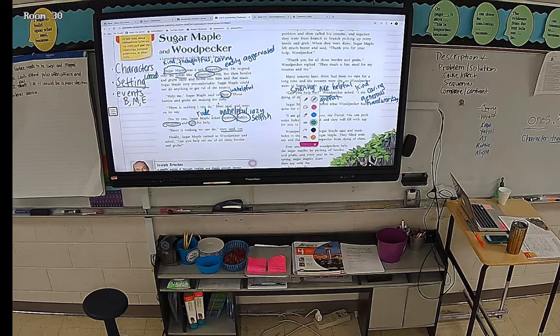Okay, now in the beginning, they're in the forest. Everything seems okay except he's got all these bugs in him, right? Now, in the end of this text, there's a little bit of a change in the setting. What is the change in the setting? Bryson, come to the board.